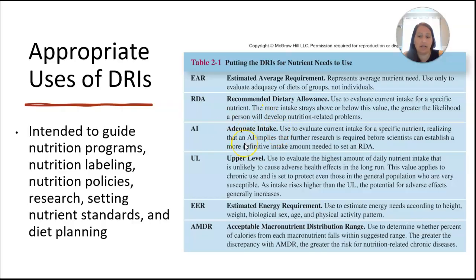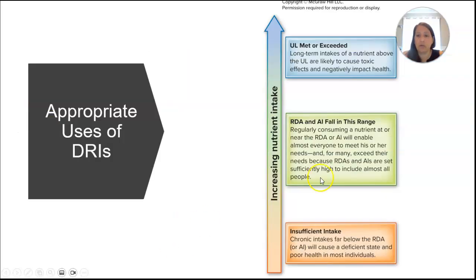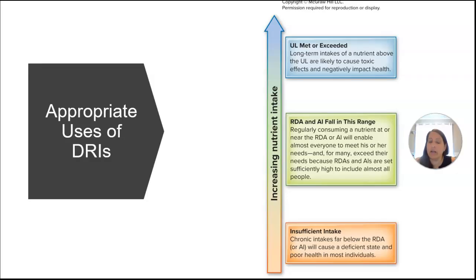having the amount set. UL is a ceiling. We don't want to exceed it, right? For nutrients, EER tells us how many calories we should be consuming in a day. And then the AMDR tells us the range of each macronutrient that we should be consuming. So again, this is a nice little graphic just showing, for nutrients, we should be consuming the RDA, the recommended dietary allowance, or the AI, adequate intake.